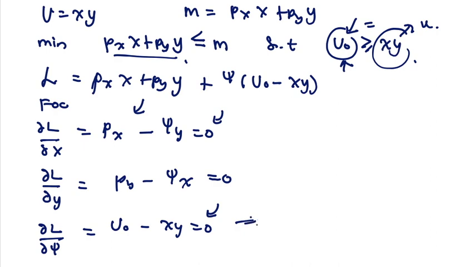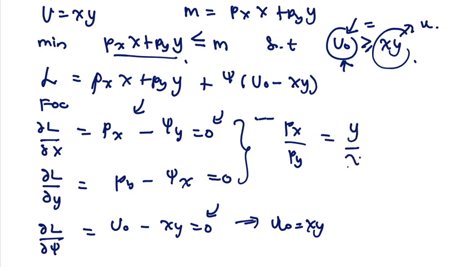So from here, we know that u naught equals xy. Now from here, you can get the ratio of px over py. There are some steps in between to get this ratio. You must show it. Then it is actually equal to y over x.